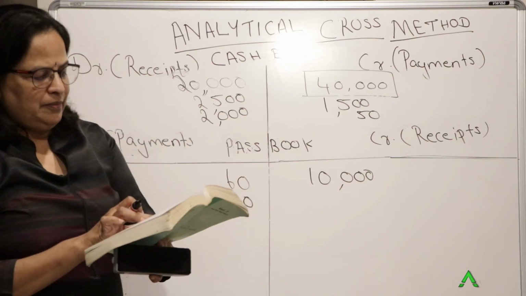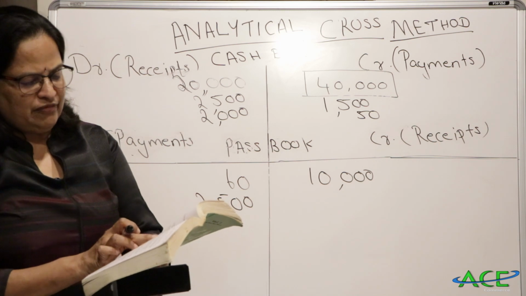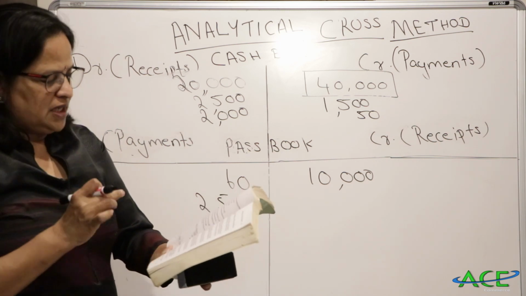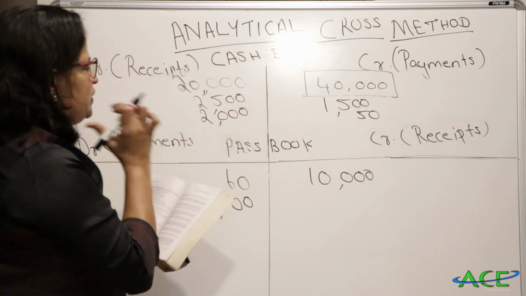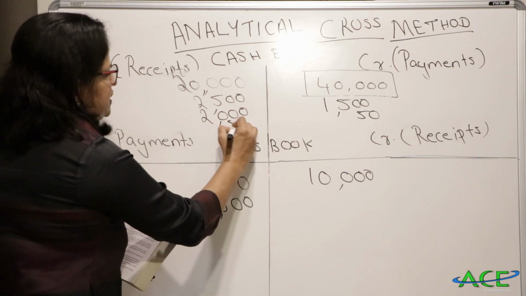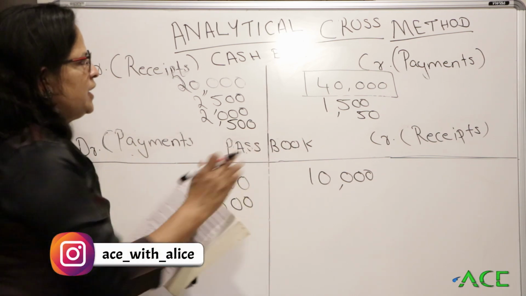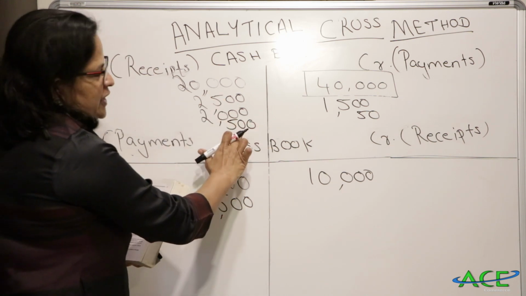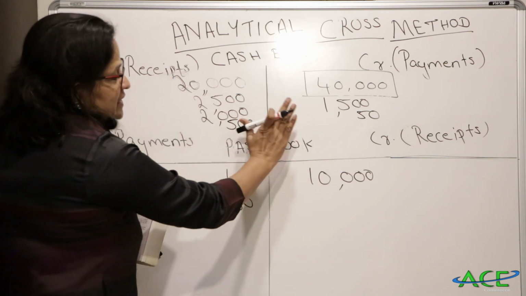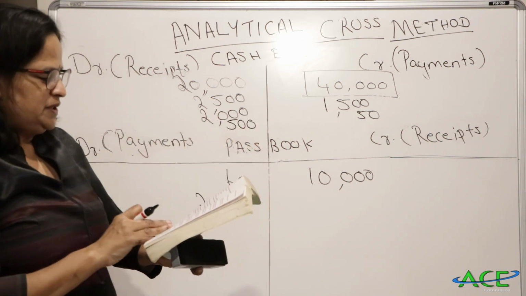Now you have to remember the next one: the credit side of the bank column is cast short by 500. Cast short means the credit side is undercast, so you have to write on the opposite side. Overcast means you write on the same side. Undercast means the opposite side. That is why we are writing on the opposite side.